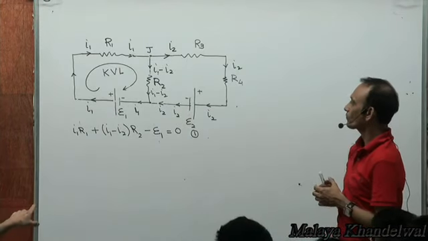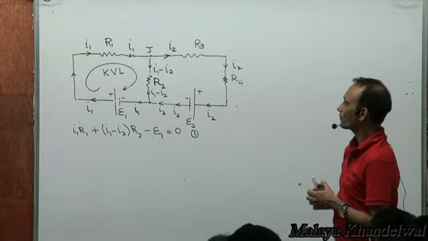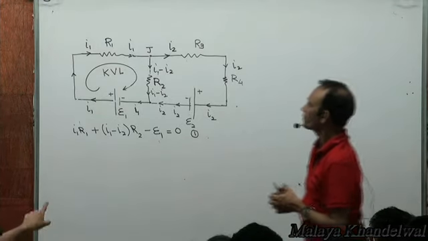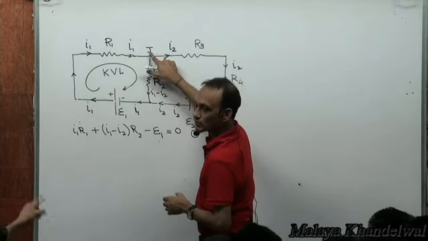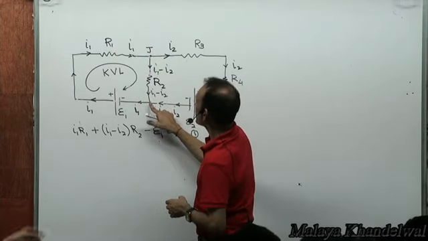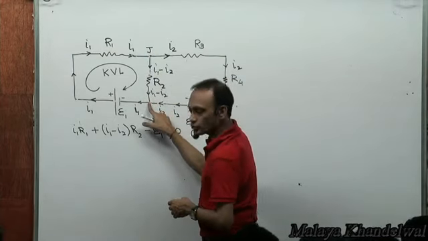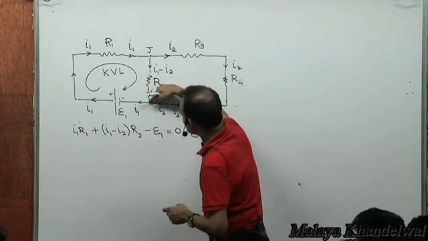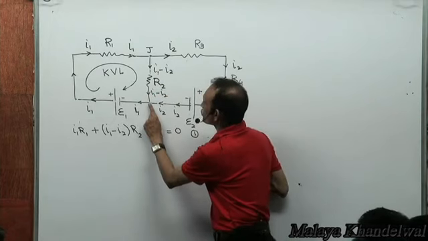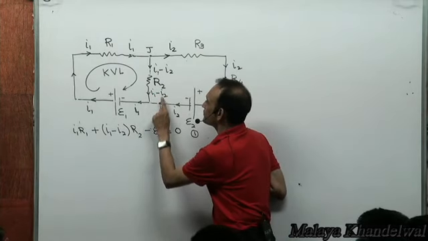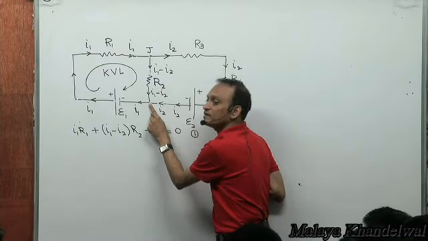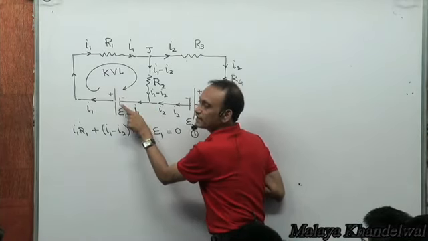After R2, how was that I1 minus I2 distributed amongst the two loops? I1 minus I2 is coming to this junction from this branch, and I2 is coming to this junction from this branch. What is the total current coming to this junction? I1 minus I2 plus I2. That means I1 is entering this junction, so I1 must leave this junction.